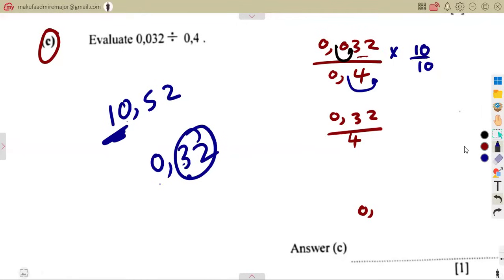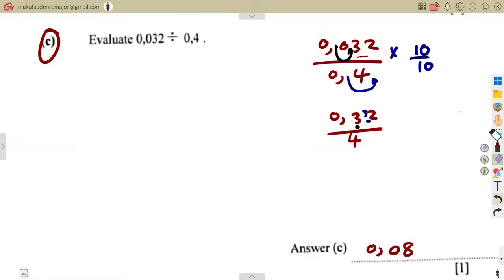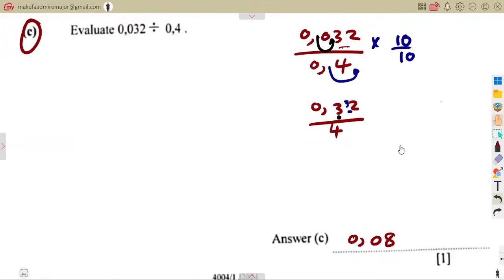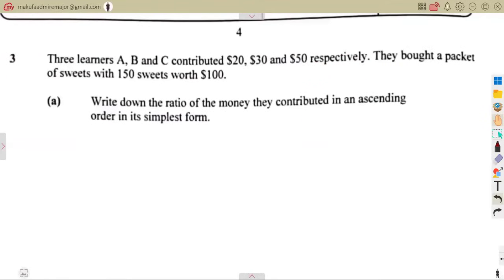So meaning to say, when dividing, you're going to divide 4 into 3, digit by digit. So 4 into 3, that's a 0. And we've got a remainder of 3. So we're going to put this 3 on 2. That is 32 now. 4 into 32. You're now dividing 4 into 32, which is 8. So that was going to be 0,08 at the end. So this is how you can evaluate your decimals. Remember, you are not having a calculator there, so you must be careful in the simplification.